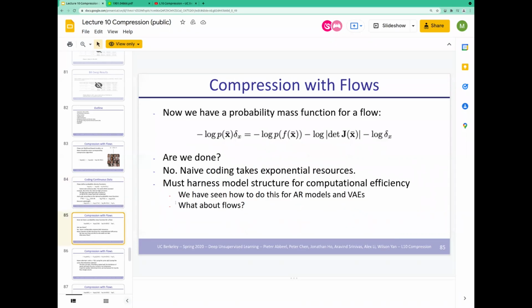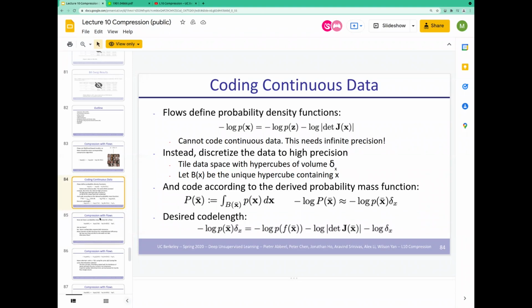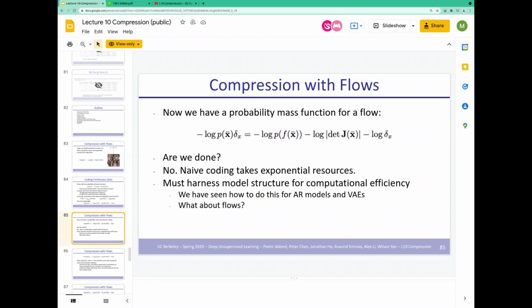Yeah, there's still a problem. The general idea of the problem is that even if we move a flow from X to Z, they're still all Gaussian, so it doesn't really help in coding.